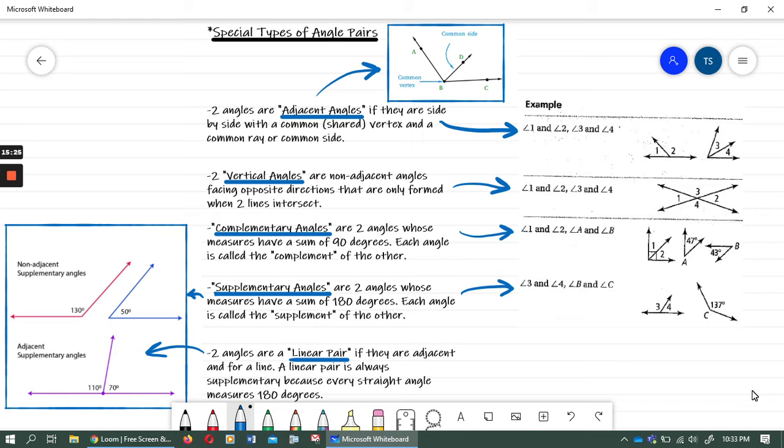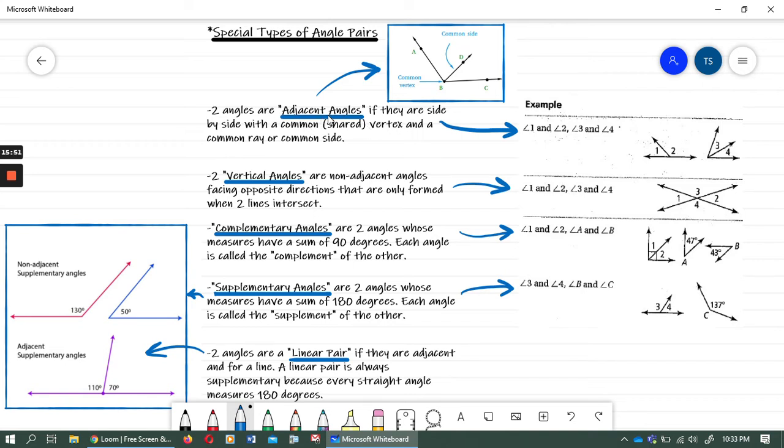Okay, so guys, the special types of angle pairs. There are special types of angle pairs that exist, and in this video we'll talk about 5 of those special types of angle pairs. We're going to have to make this real brief because we're almost out of time here. But anyway, guys, one type of special angle pair is adjacent angles.